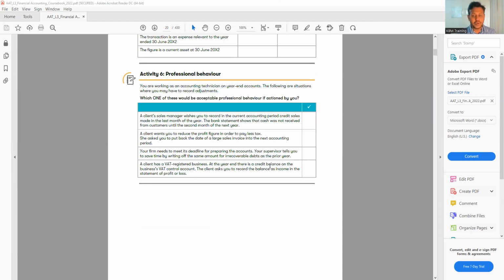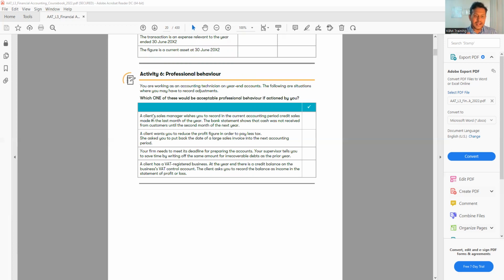The next one, we have professional behavior. You are working as an accounting technician on the year-end accounts. The following are situations where you may have to record an adjustment. All right, let's read this one. Which one of these would be appropriate professional behavior if action is taken by you? Okay, let's try to do that.